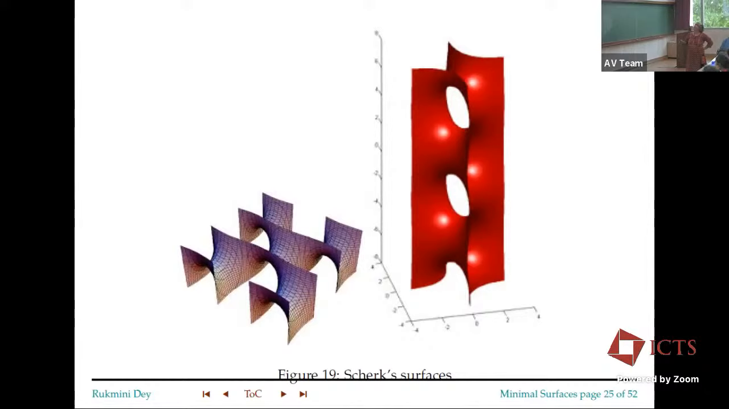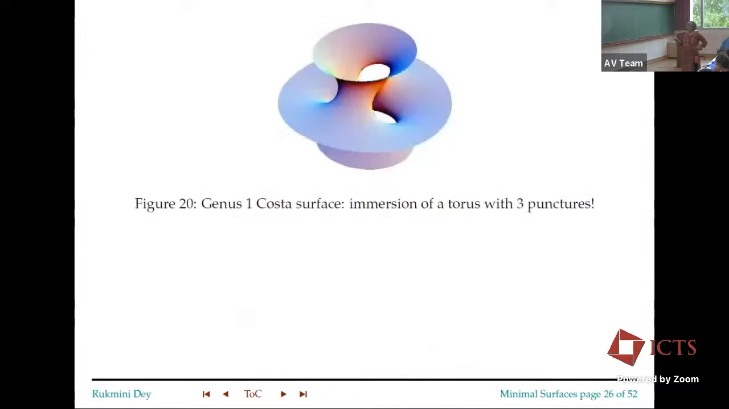Here also is another kind of Scherk surface. Okay? This is the Costa surface. This is a beautiful surface. It has a lot of number theory in it. And the reason is it's an immersion of a torus with three punctures. So basically this is a torus, genus one, and you puncture it in three places and immerse it in R3 as a minimal surface, and the punctures become ends like this. The three ends, they open up. You can't see the genus very well. And the surface self-intersects. Okay. So this is the Costa surface.